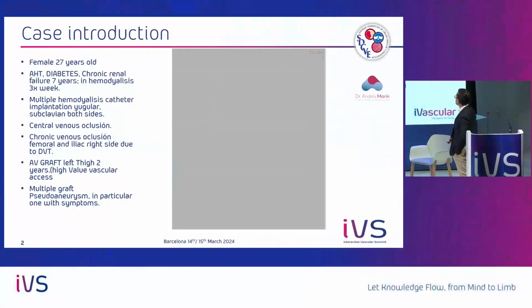Let's move forward. This is a 27-year-old female patient with hypertension, diabetes, and chronic renal failure, on a hemodialysis program three times per week for seven years. Multiple hemodialysis catheters were implanted in both jugular veins and both subclavian veins. Obviously, this led the patient to central venous occlusion, and chronic venous occlusion of the right femoral and iliac veins, with DVT from catheters too. It's a very complicated patient.